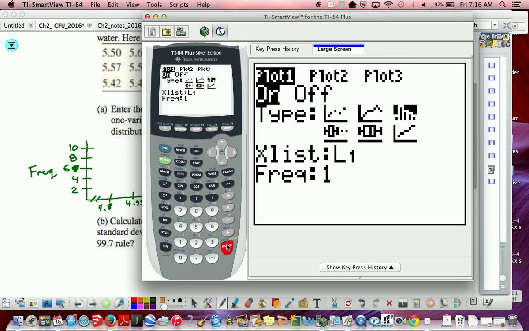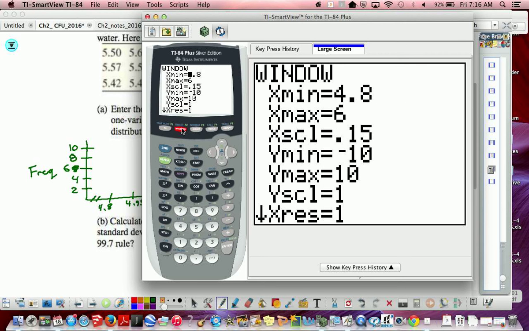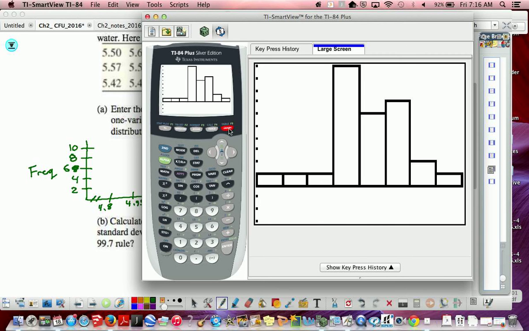Then before you graph it, go to your window and set your window just like I did here. Notice I have a low of 4.8, a high of 6, and my bin width is my X scale. Y min, I might make like negative 3. Y max is my frequency, how high I'm going to go, 10. Then I can hit graph, and it will give me my histogram. When I hit trace, it will give me my bin heights: 1, 1, 10, 6, 7, and then 2 and 1.